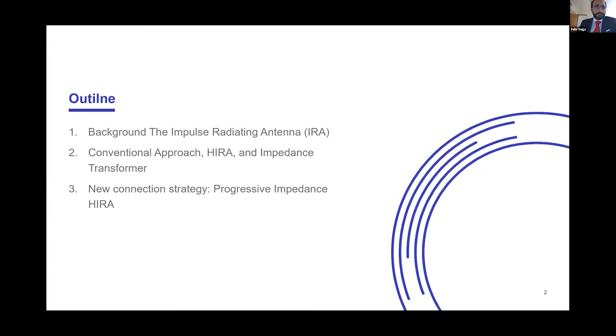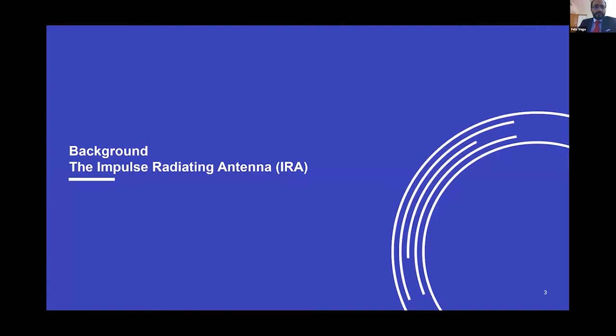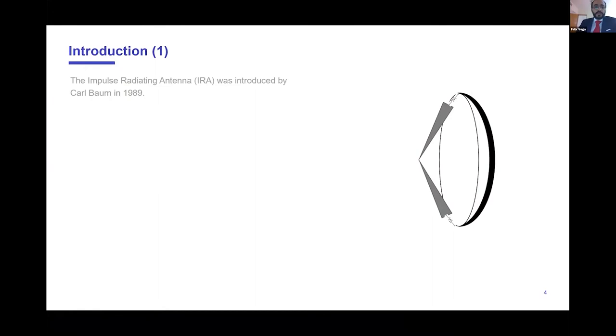So I'm going to present a very brief background on how an impulse radiating antenna works. This is an antenna that was developed by Professor Carl Baum and first published in 1989. This antenna has many advantages for the radiation of short pulses. One of the main advantages is that it presents a very low spatial and frequency dispersion over a large band of frequencies.